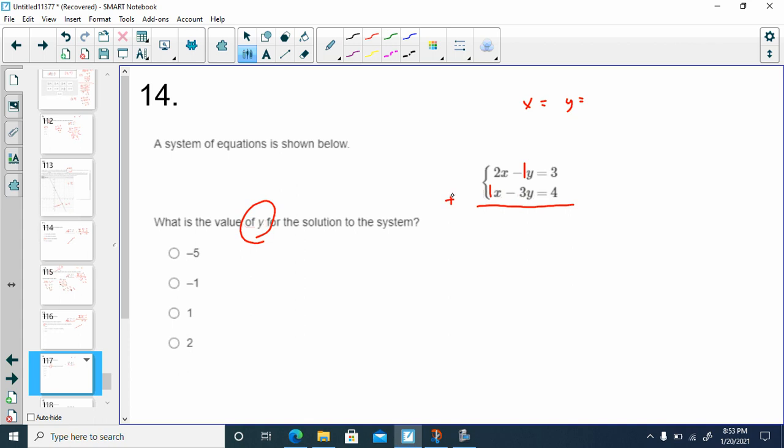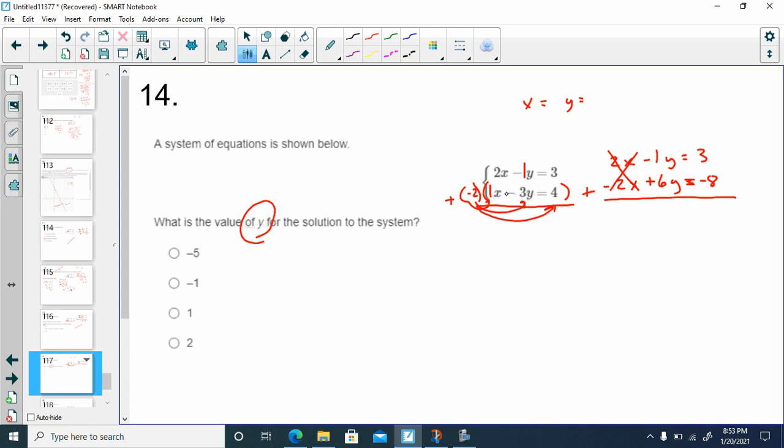Remember, if you're doing elimination, you're adding. So I've got 2x here plus 1x. Now I need this to be -2x, so let's multiply by -2. Everything here. That gives me 2x minus 1y equals 3. -2 times 1x is -2x. -2 times -3y is 6y. -2 times 4 is -8. -2x plus -2x is 0. That's eliminated. The x is eliminated.